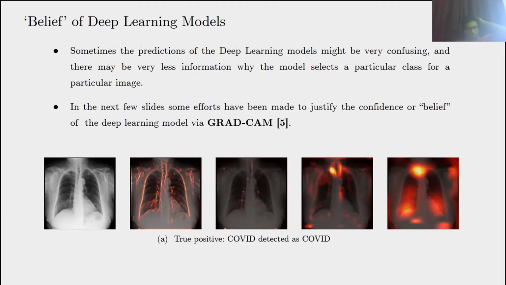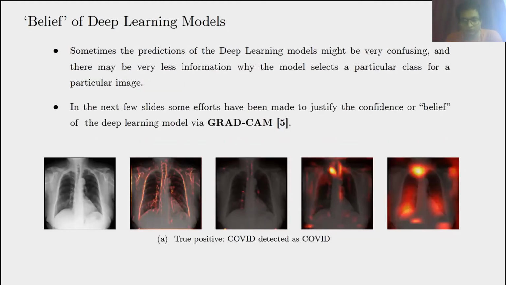As you could see in the previous slides, the predictions of the deep learning models were quite confusing, and we did not know why it selected a particular class for a particular image. So we have dedicated the next few slides to justifying this confidence of the neural networks through a method called GradCam. One of those sets is shown here in this picture. This shows a COVID image properly detected as the COVID class.